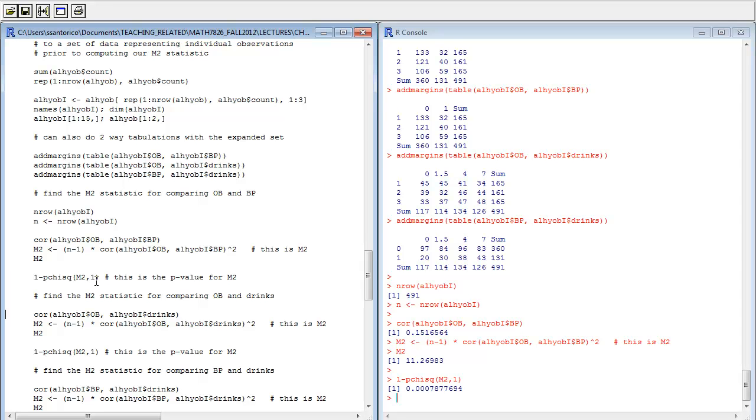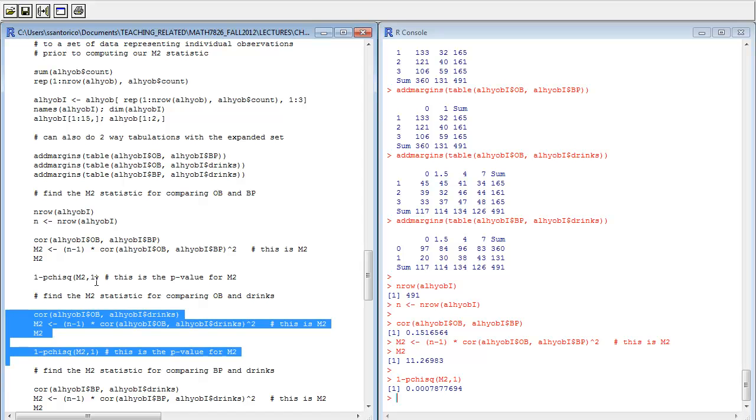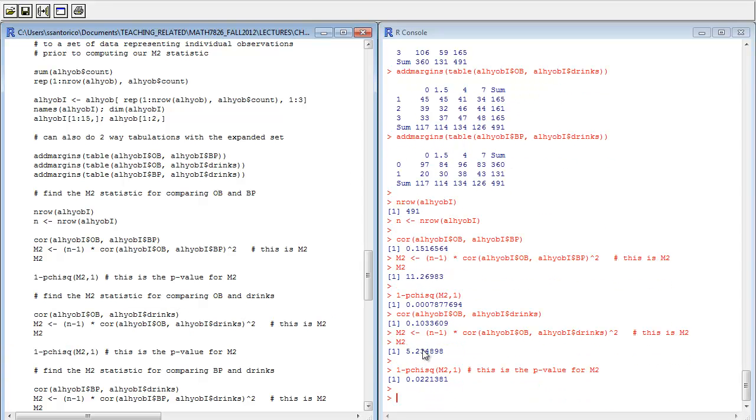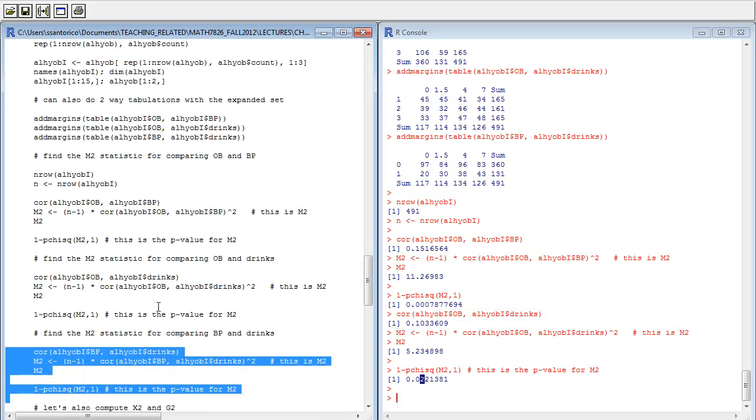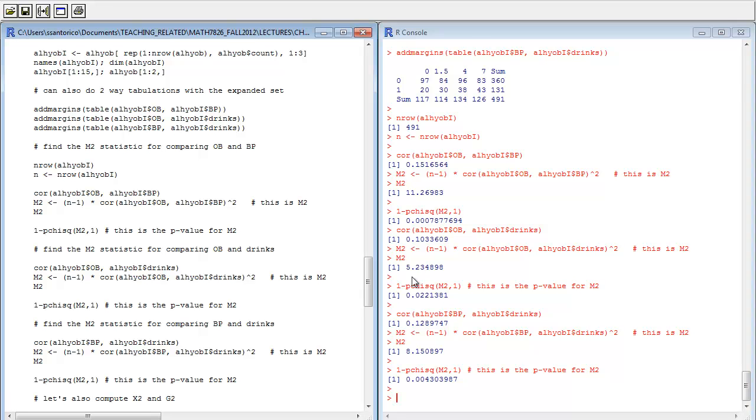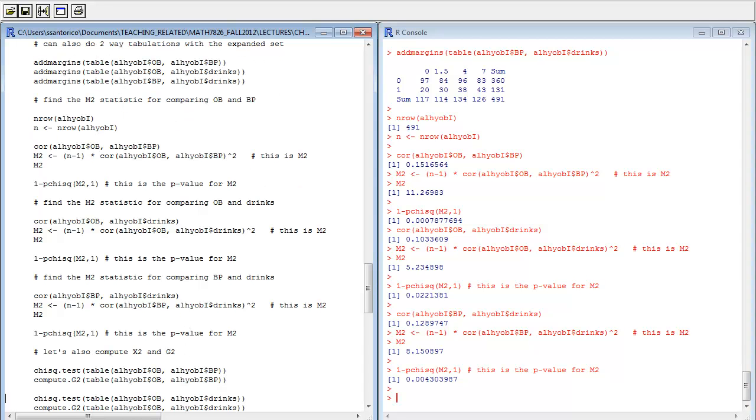And then I went through and did the same thing comparing obesity to drinks. And so executing that, that is less extreme. So you end up with a chi-square M squared value of 5.23, a p-value of 0.02-ish. Blood pressure to drinks is the last of the 3. So comparing that, you again get a pretty strong relationship between the two. So M squared is 8.15 and a p-value of 0.0043. So you're still seeing pretty significant trends.